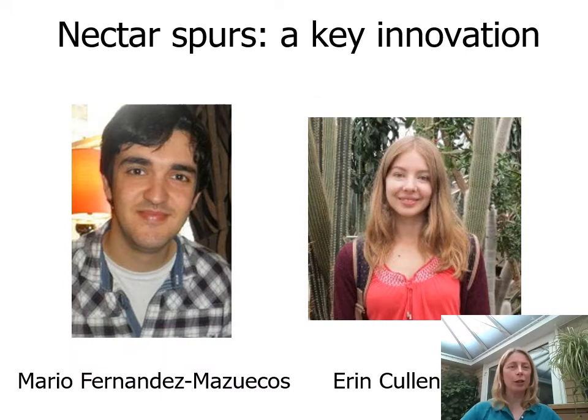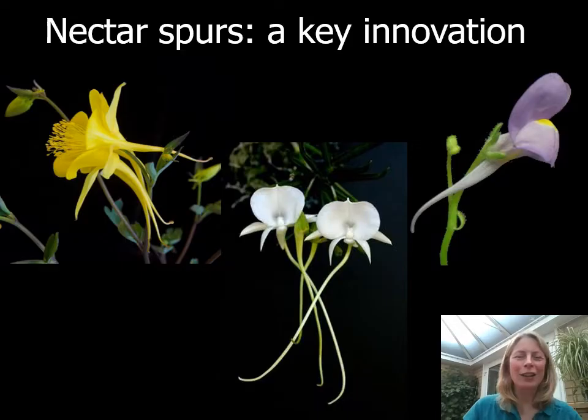The work I'm going to tell you about has been done primarily by a postdoc, Mario Mazwakos, and a PhD student, Erin Cullen, working together in my lab. The work is usually done by postdocs and PhD students in the research groups, and the supervisor, that's me, gets the nice job of telling you all about it. And they've been looking at how nectar spurs work to generate speciation. And nectar spurs have been described as a key innovation.